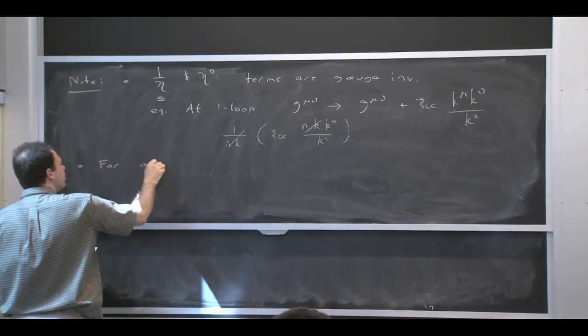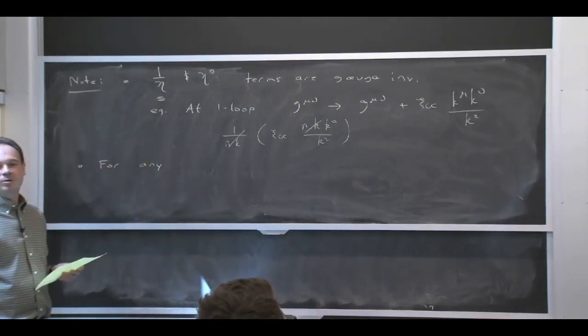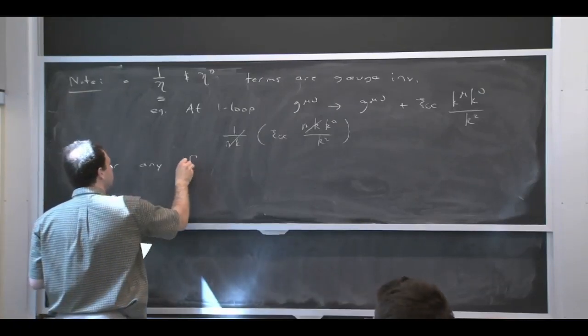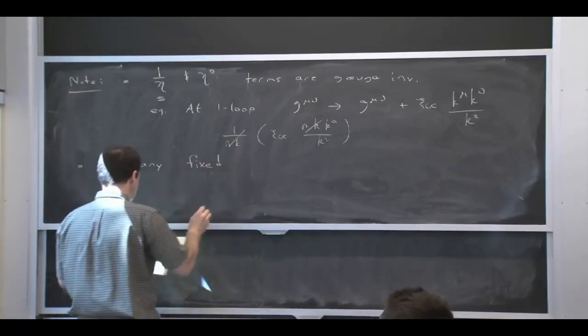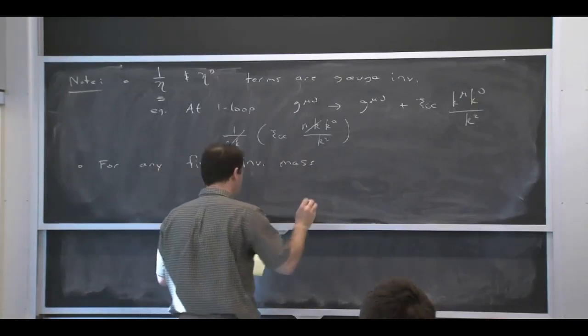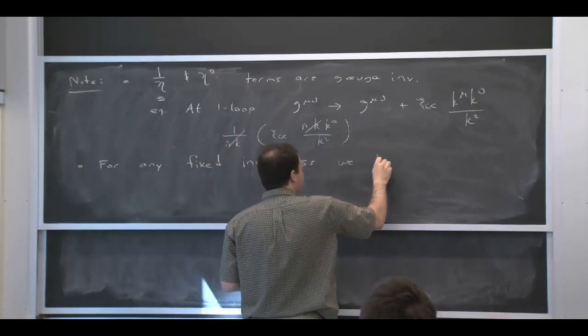So we have both 1 over epsilon poles and 1 over eta poles in general, and we have to understand what to do with them. So here's what we're going to do. For any fixed invariant mass, it turns out that we can have these 1 over eta poles.